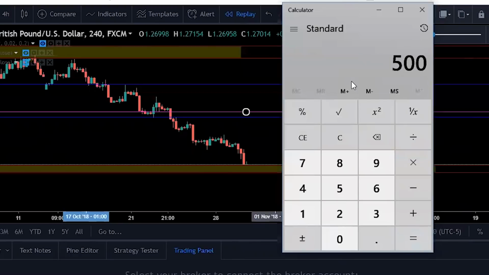Now 5% is $500. Now your risk is 500 instead of 50. Times 2, your wins are bringing you $1,000 a trade instead of 100.